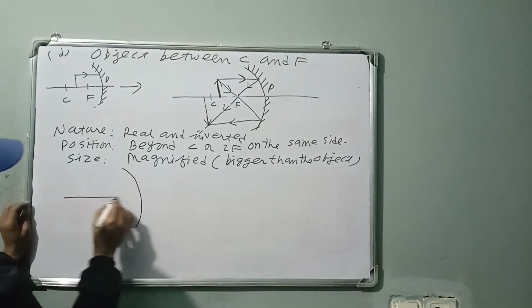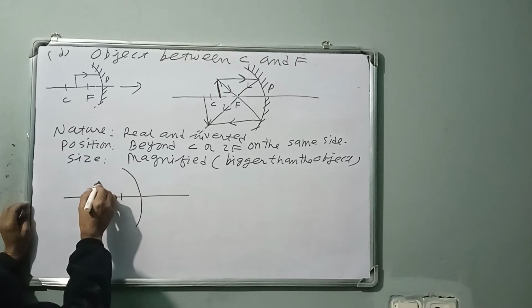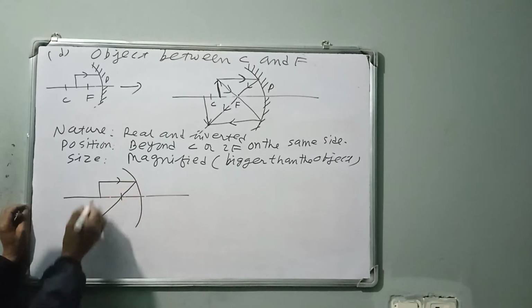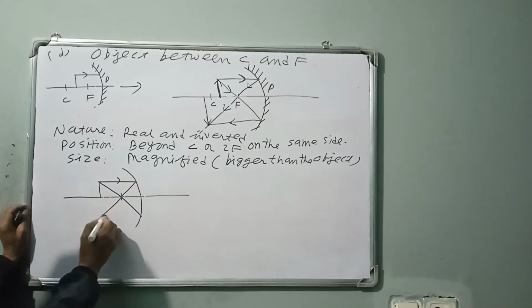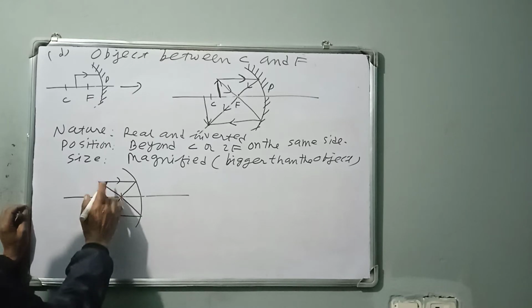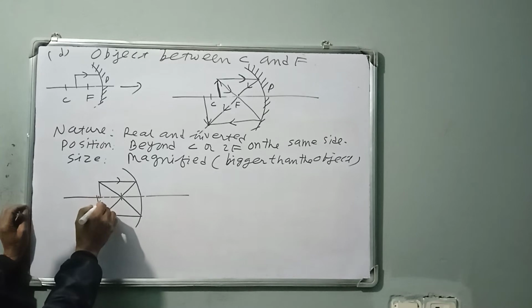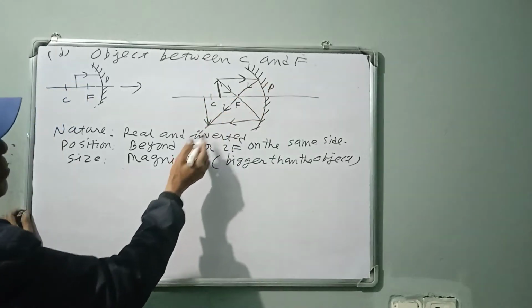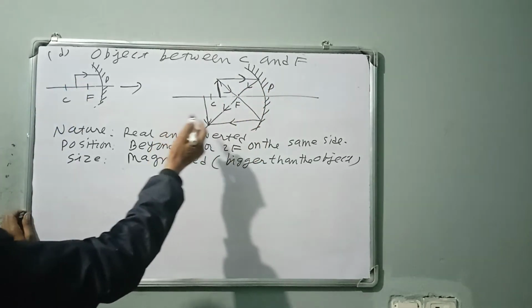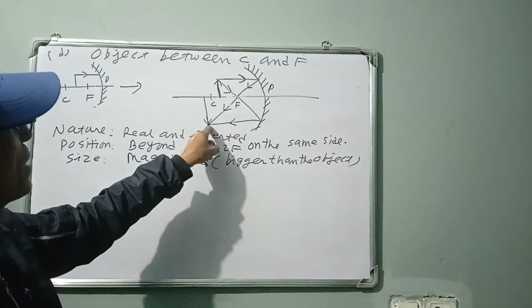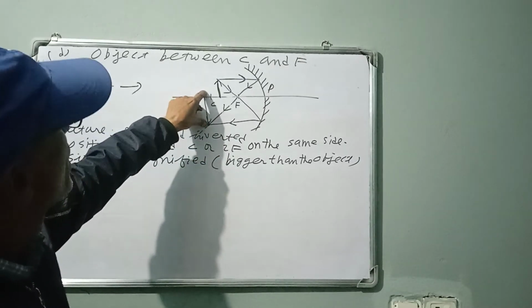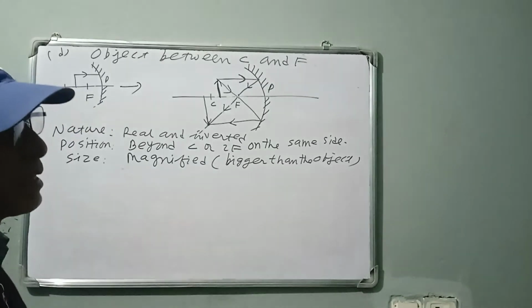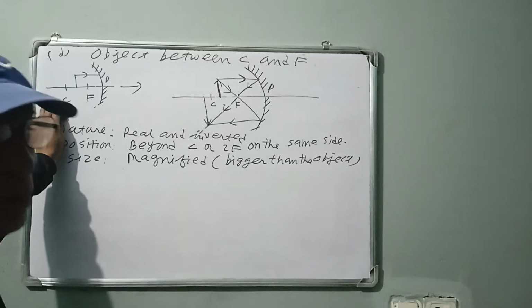Drawing technique again, listen here. C, F, center. A parallel ray passes through the focus, another ray passing through the focus will be parallel and meet at this point. Suppose C is somewhere there. The two reflected rays meet at this point. So, this is an image, this is an object. A real, inverted and bigger image is formed beyond C or twice F on the same side.